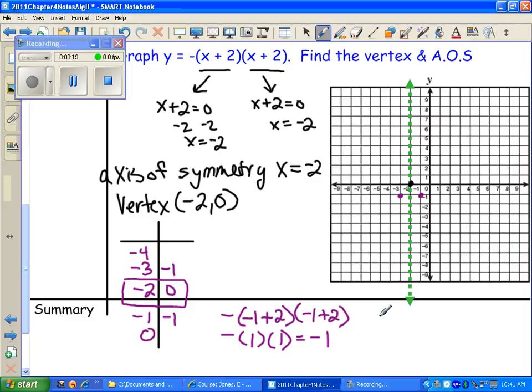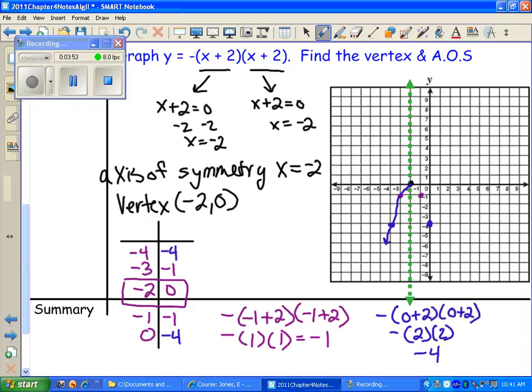To get the other value, I'm going to plug in the 0, just because plugging in 0 is really easy to do. So -0 plus 2 times 0 plus 2. 0 plus 2 is 2, times 2, and don't forget you had that negative out front. So 2 times 2 is 4, with the negative is going to be -4. So at 0, I'm at -4, and then mirror that across for your other point at -4 is also at -4, and then just connect with your U-shaped graph.